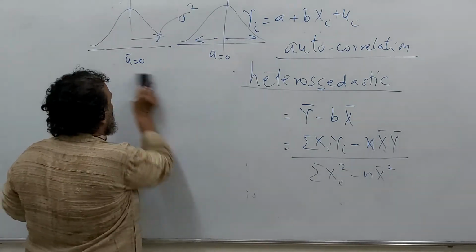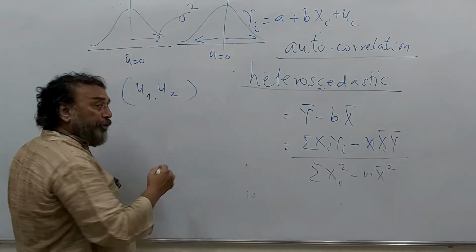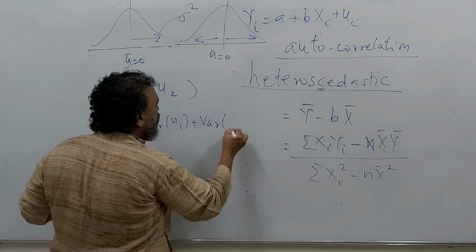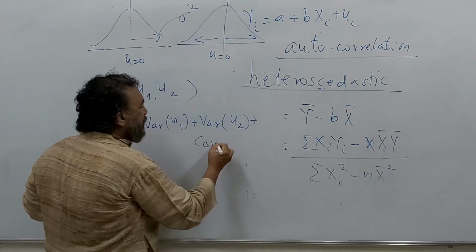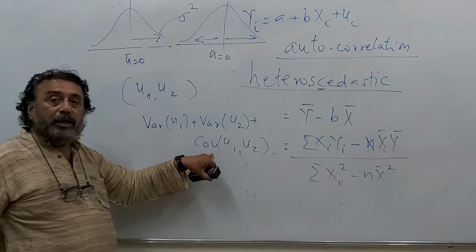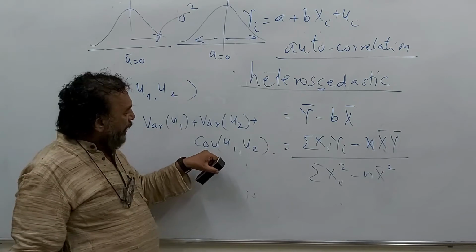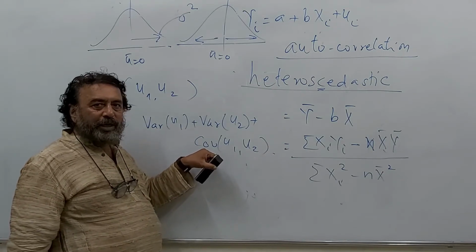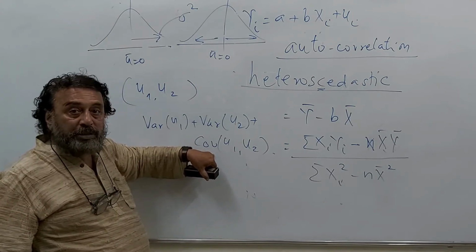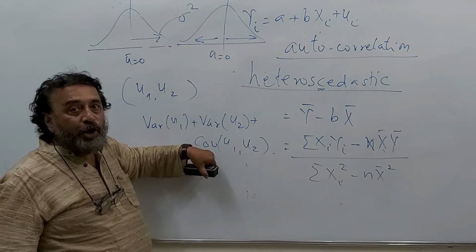They are obvious in the sense that, for example, if U1 and U2 are related, then by the very property of variance, what do we get? The variance of U1 plus variance of U2 plus covariance between U1 and U2. It is only when this term is 0 that these are independently additive. In fact, there is a slight problem here, in the sense that if U1 and U2 are probabilistically independent, their covariance would be 0, but not the other way around. The covariance might be 0 even when they are not necessarily independent.